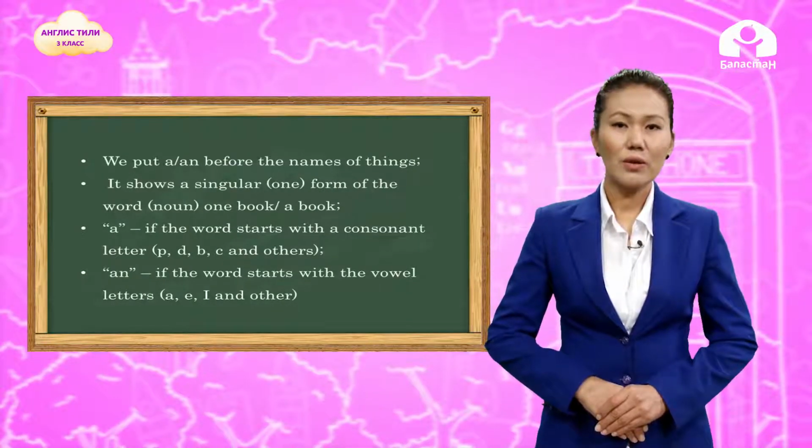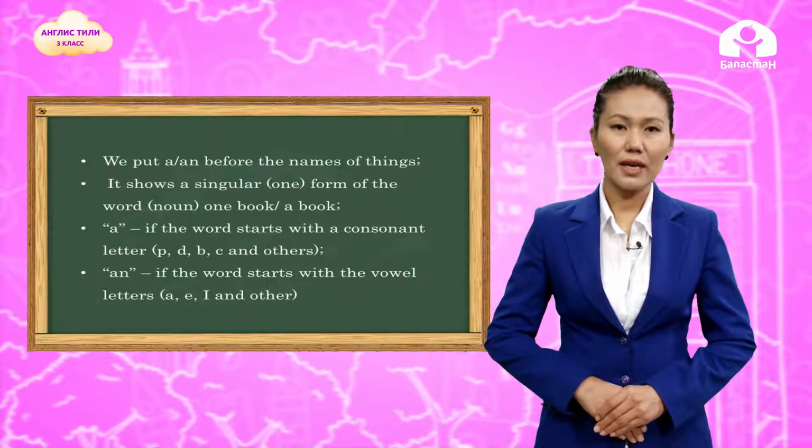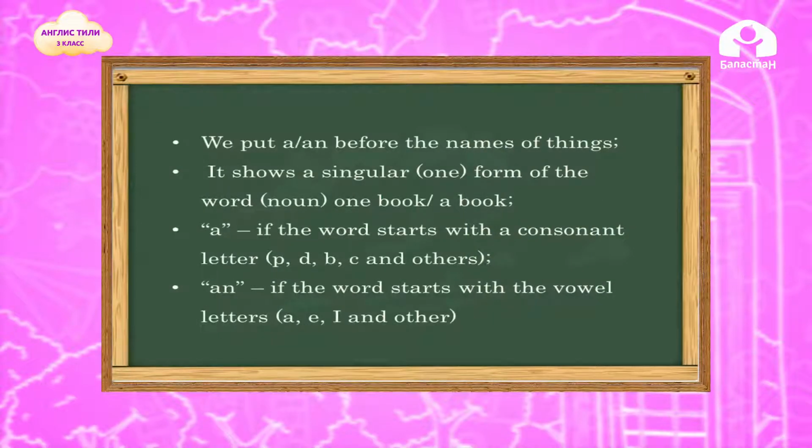Okay, let's learn the indefinite articles a, an. We put a, an before the names of things. It shows a singular, one form of the noun. One book, a book. We use a if the word starts with a consonant letter, like p, d, b. We use an if the word starts with the vowel letters a, e, o, and others.